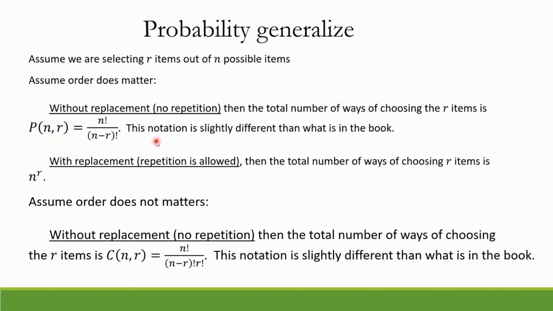If it's with replacement, though, then repetition's allowed. Then you just get n to the r. That should be easy to see. It's just from the counting principle. Now, if order does not matter and you have no repetition, that's where these come in. This is combination. It's a little bit different. It doesn't matter what order you draw them in.